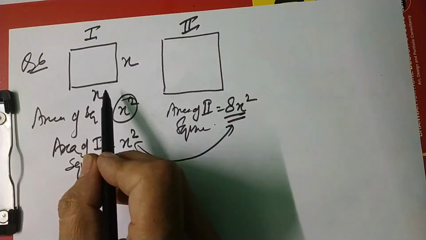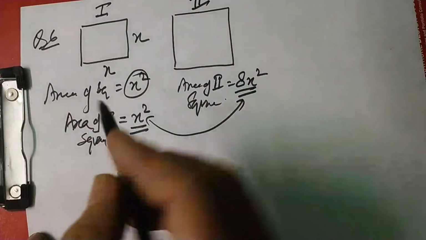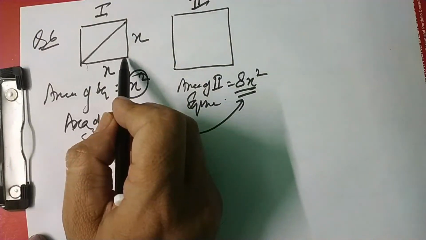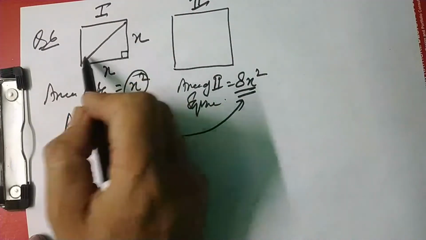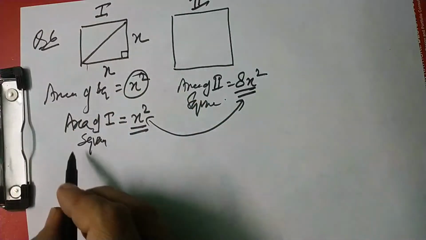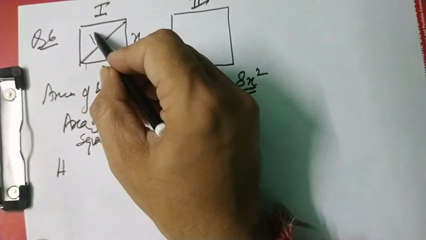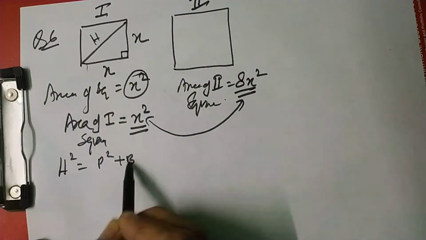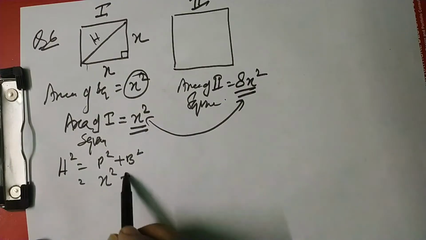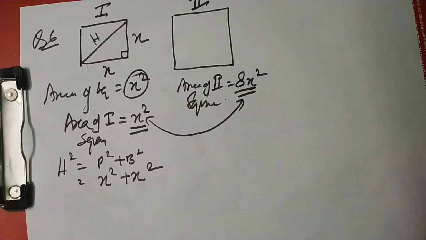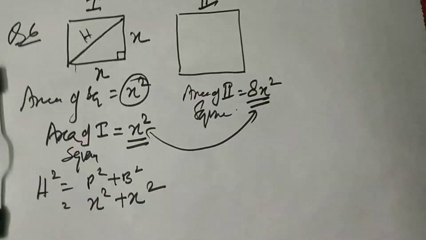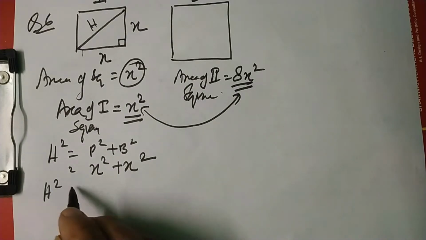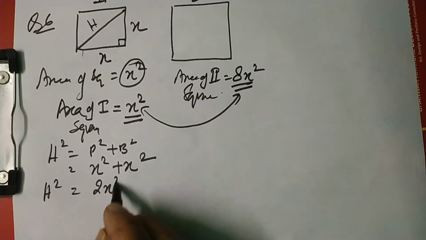So if I apply Pythagoras theorem here, it will become a right angle triangle. And I want to find this side. So first its diagonal will be x square plus x square. I want to find h. So h square is equal to p square plus b square. P is x, b is also x. So it will be x square plus x square. So hypotenuse square is equal to 2x square.